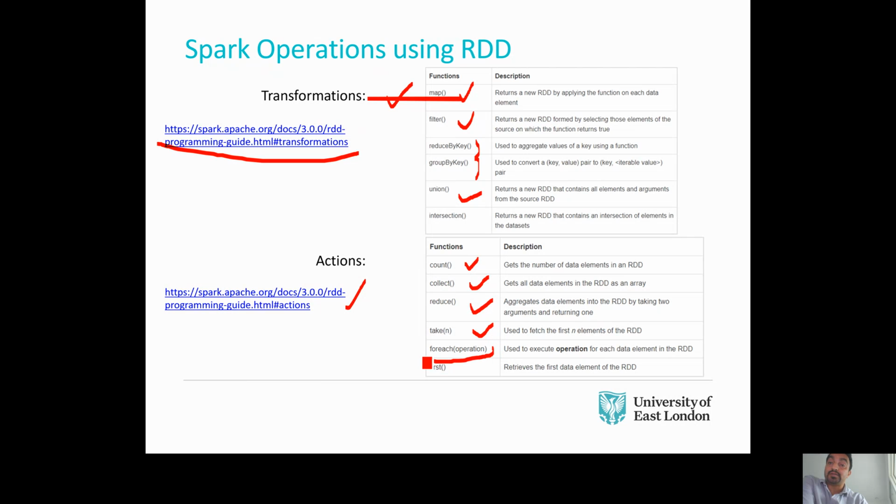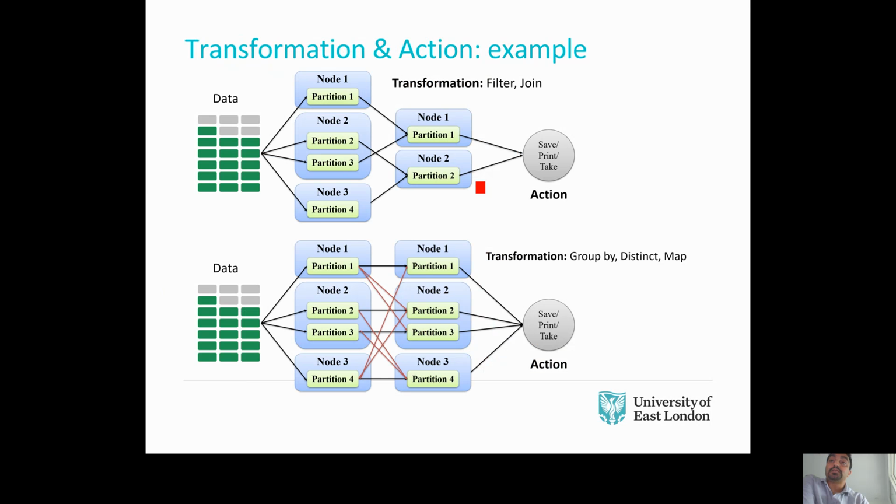For each is another interesting operation with action. You can apply a specific operation on an RDD on a loop basis, or first is going to print out the first data element in the RDD. So guys, we will practice this stuff, no worries about that. So guys, this would be an example about transformation and action.